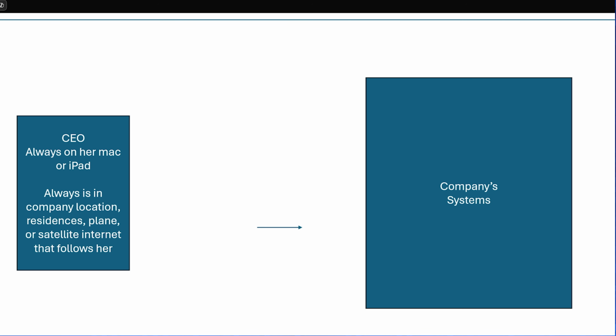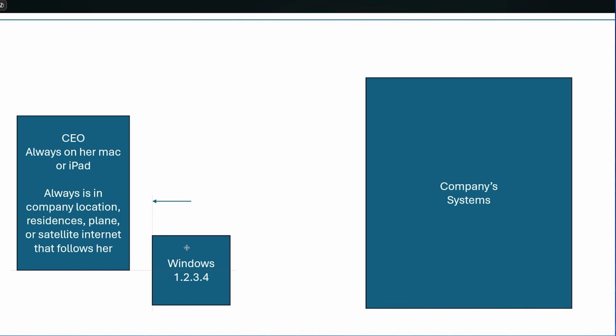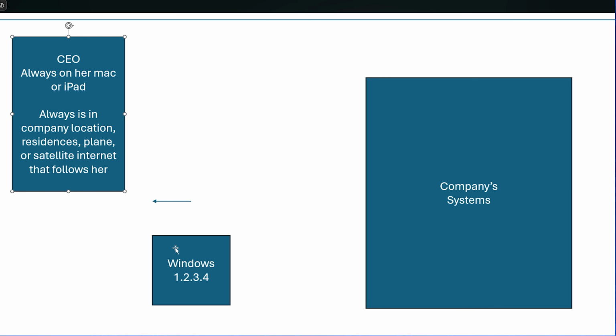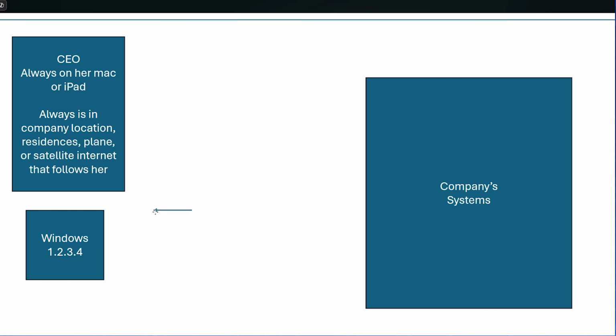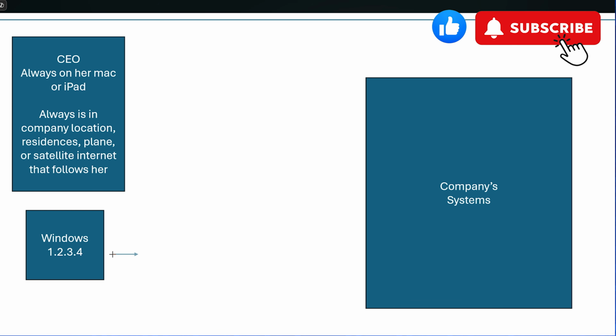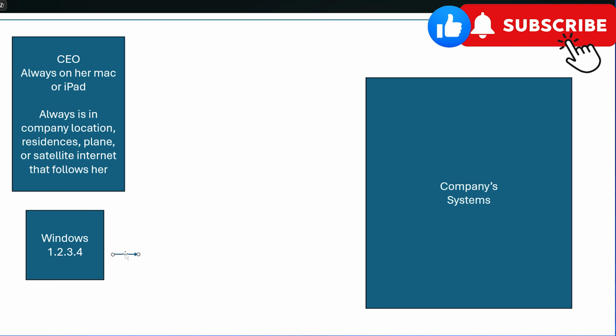Now, in this particular case, if her Mac tries to log into the systems, it's great. We're expecting it, and we allow it. But what if out of nowhere this Windows machine comes in, and our CEO only has a Mac and an iPad, and she always uses those, plus comes in from one of the IP addresses we know? But out of nowhere, we've got this Windows user, and the Windows user is claiming to be the CEO, and the Windows user somehow has the CEO's username and password.